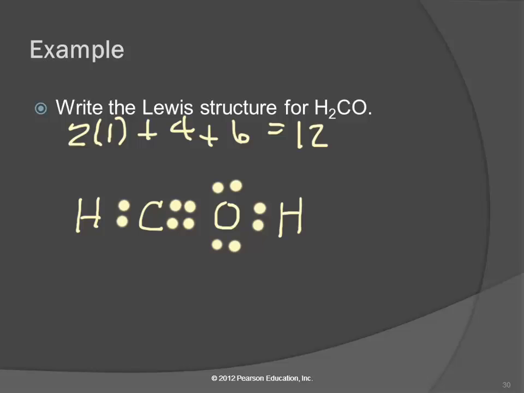Is this good? No. Carbon only has 6 electrons now, and oxygen has too many. It has 10. So oxygen's got too many, so let's take away from the one with too many and give to the one that doesn't have enough. That sounds like Robin Hood, doesn't it?